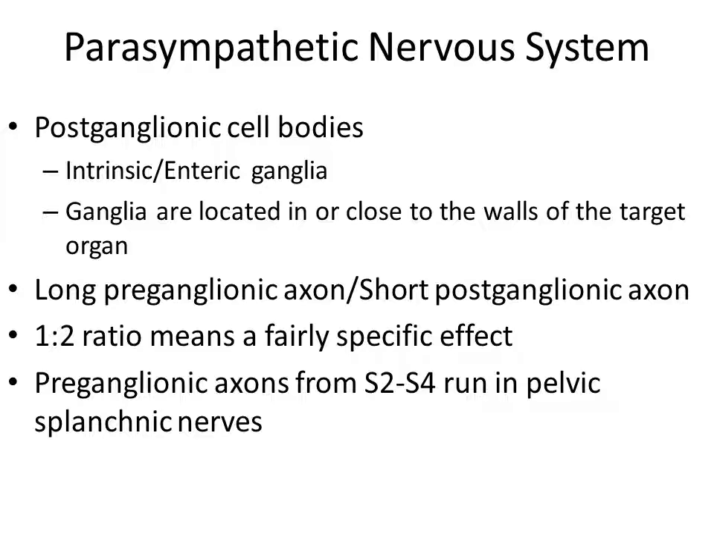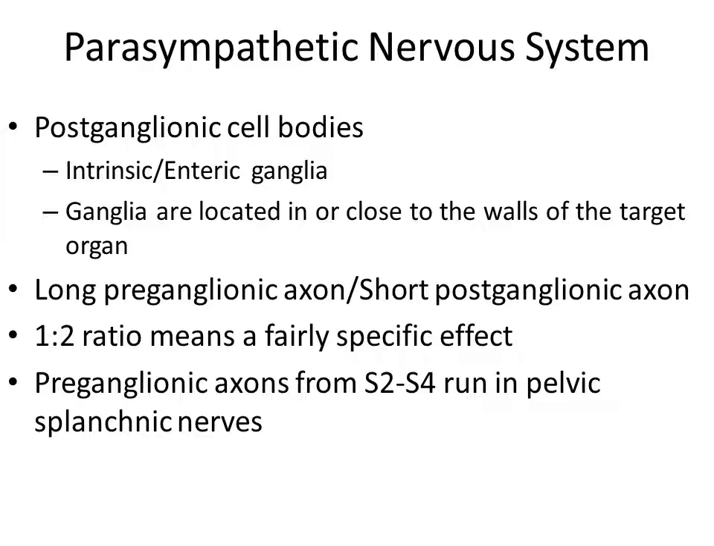In the parasympathetic nervous system, we have a long preganglionic axon and a short postganglionic axon. Because our preganglionic neuron originates in the central nervous system and has to get all the way to the target, whereas the postganglionic neuron, the ganglion is located very close to or actually on the target itself, so it only has a very short distance to go.